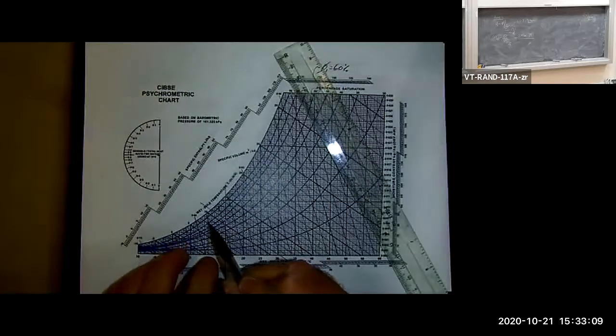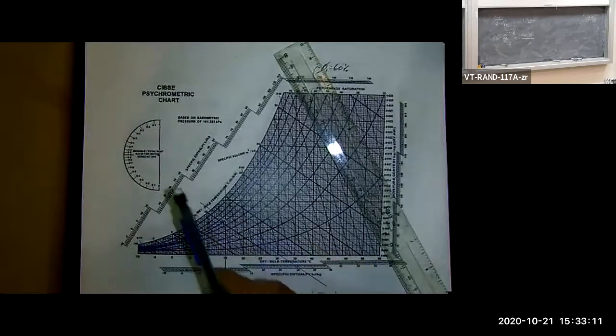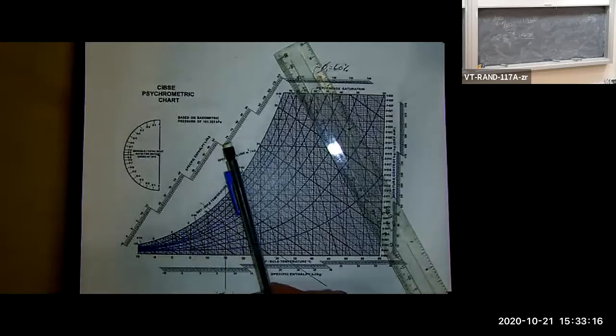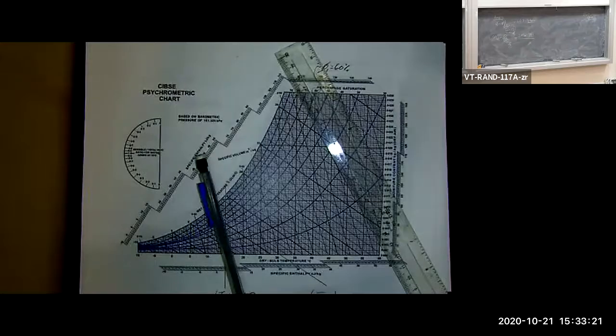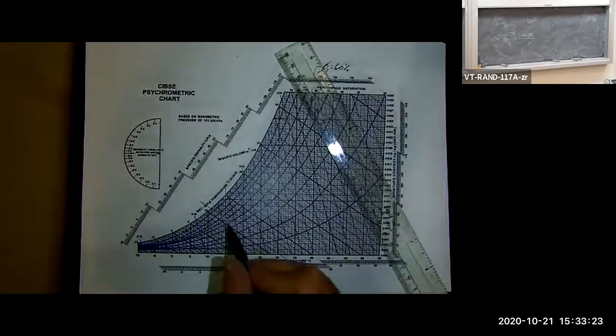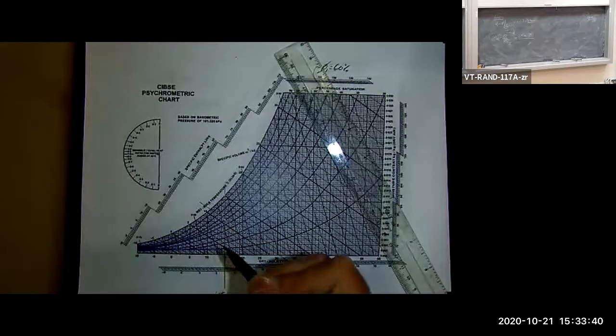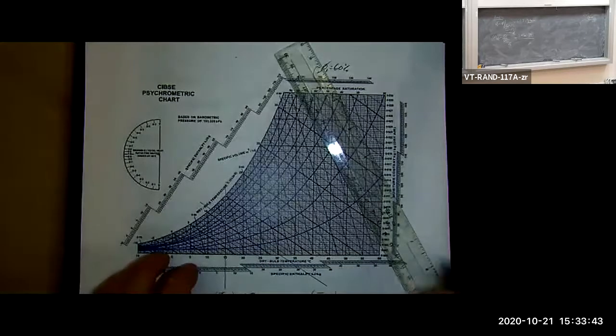So I'm looking for specific volume. Lines of specific volume. Here's 0.8, here's 0.85, here's 0.9. 0.81, 0.82. Looks to me like I'm halfway between 0.82 and 0.83. So how about, let's just do 0.82. It's fairly close to 0.82. Let's just do that. So I'm going to write here.